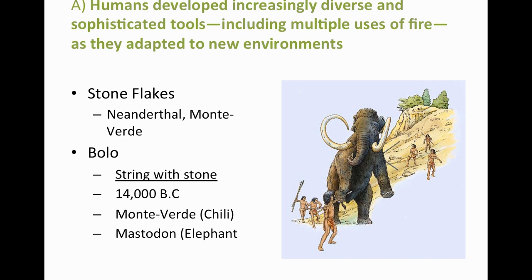All right, so supporting evidence A is that humans developed increasingly diverse and sophisticated tools, including the use of fire, as they adapted to new environments. Other illustrative examples of this concept would be stone flakes, right, that the Neanderthal man used, and the bolo that was used by the people of Chile, or the Monteverde people. So in addition to fire, we're going to see them use stones for spears. They're going to use the bolo to hunt. So you want to be familiar with some of these new sophisticated tools. And again, I think stone flakes and the bolo, that's probably enough to remember.